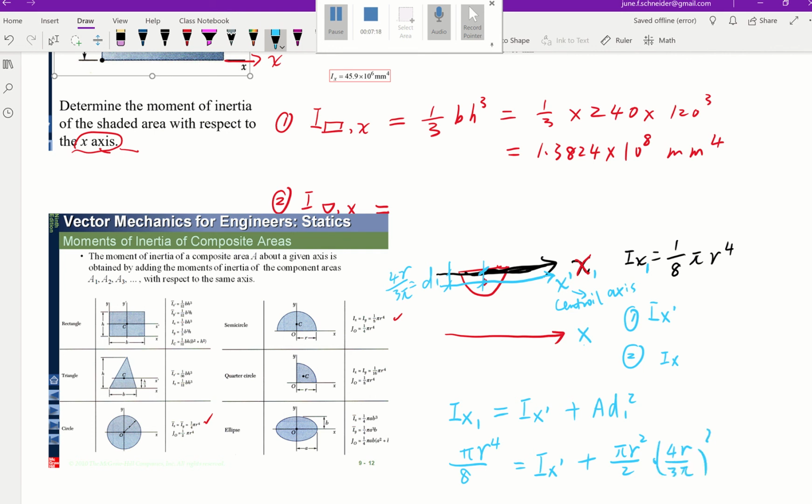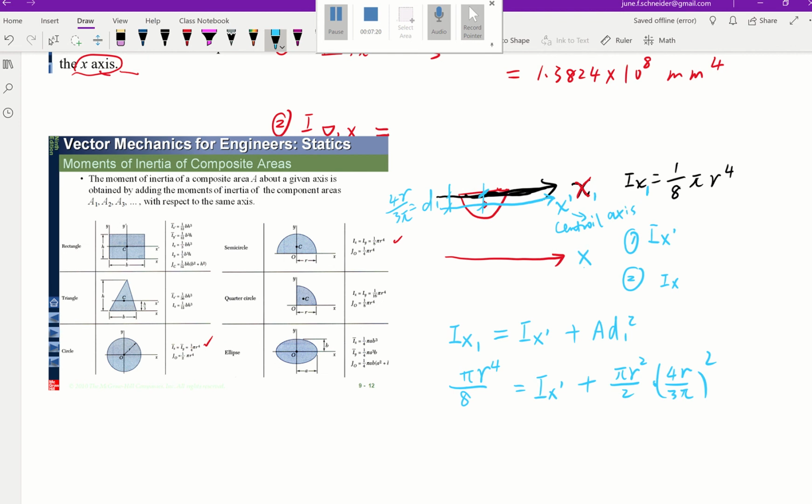And don't forget, it's squared. So from here, we can definitely solve Ix prime. Don't you wish that this value was actually showing on our table in the book? However, it's not there. But once you have done this, you can go ahead and put it in your textbook. So it will be πr to the power 4 divided by 8 minus. So let's go ahead and solve that.